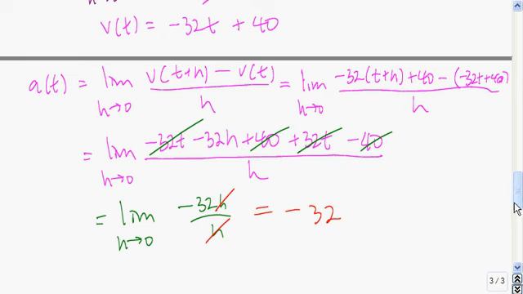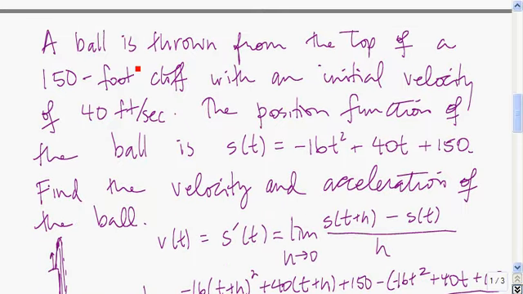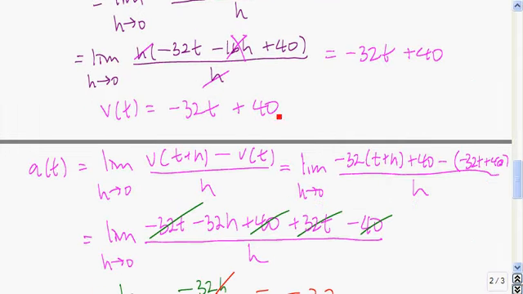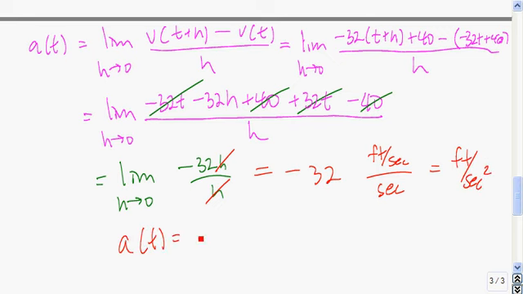Okay, so I want to put units on these. Distance is measured in feet, time is measured in seconds. So I know that my velocity function, if I were to plug in a particular value of t to find the velocity, would be measured in feet per second. And now acceleration is velocity over time, so that would be feet per second per second, which is feet per second squared. So of course we find that a of t is negative 32 feet per second squared.